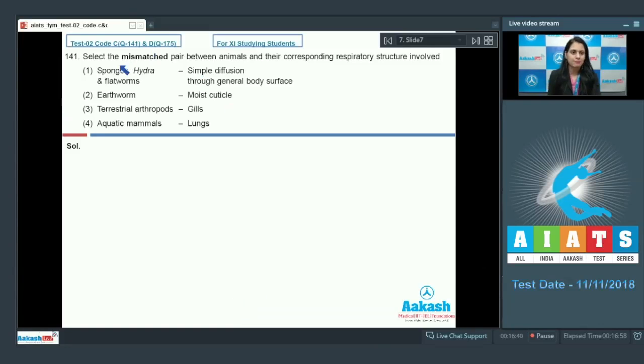Question number 141. Select the mismatched pair between animals and their corresponding respiratory structure involved. So you need to find out a mismatched pair. The very first option given is sponges, which are poriferans, hydra is a coelenterate, and flatworms, which belong to the phylum Platyhelminthes, and they perform respiration through general body surface by simple diffusion, and this is the correct option.